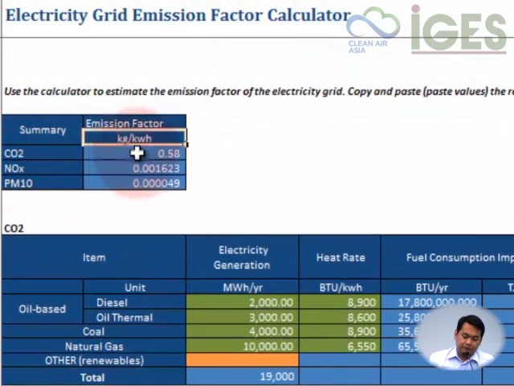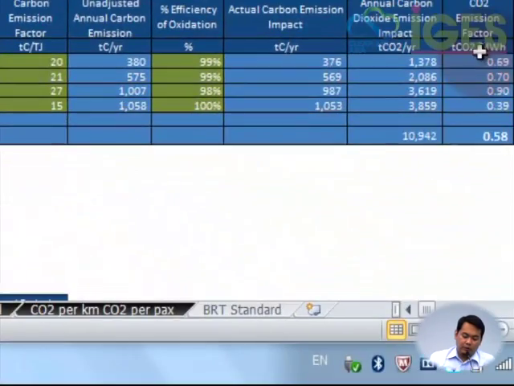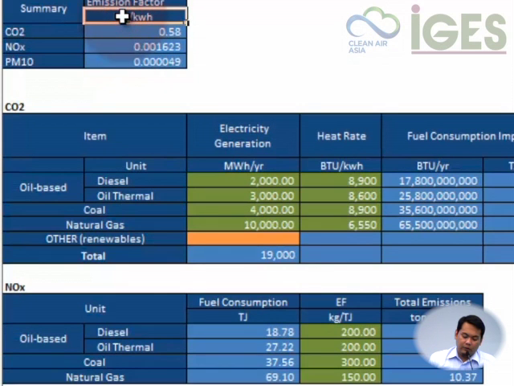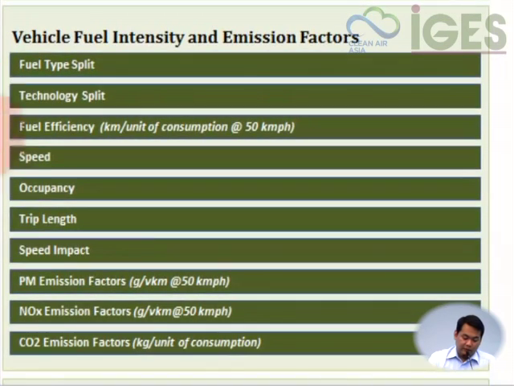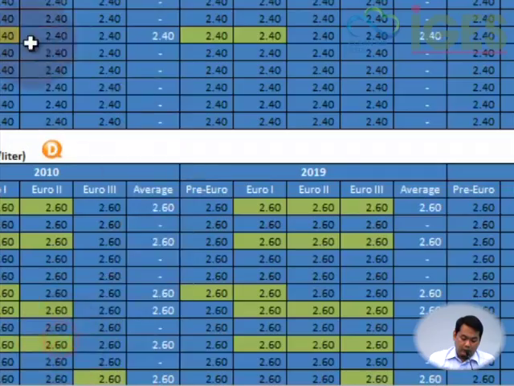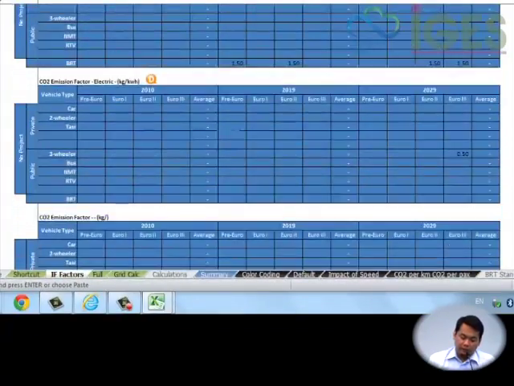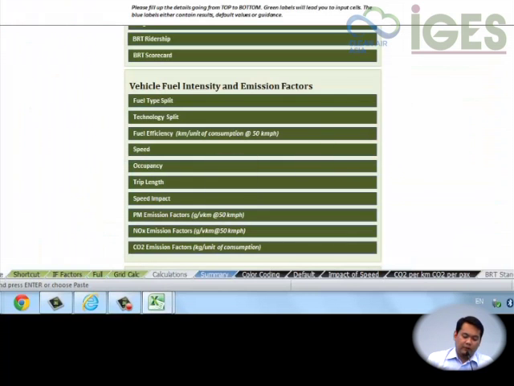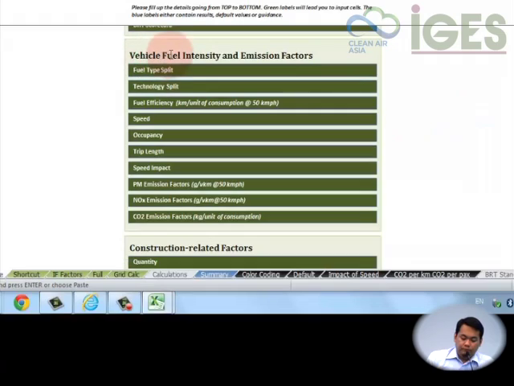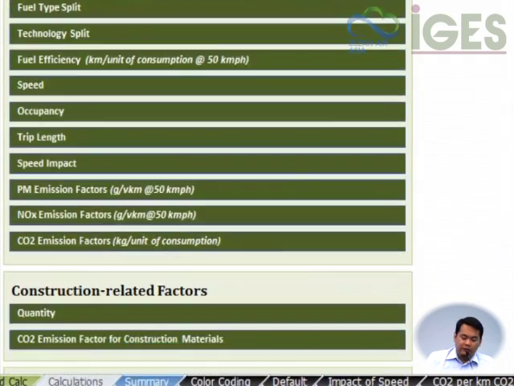And the summaries you would find here are either the same, just transformed into kg per kilowatt hour. So from ton CO2 per megawatt hour, it's similar, but scaled down to kg per kilowatt hour produced. Once you have these values, if you have electric vehicles, you can use them and go to the emission factor sheets and define the emission factor for electric vehicles using those values from the grid emission factor calculator. But since we don't have electric vehicles in the assumptions and in the projections, we are not putting any emission factor here. And we are done with the fuel intensity and emission factors tables.